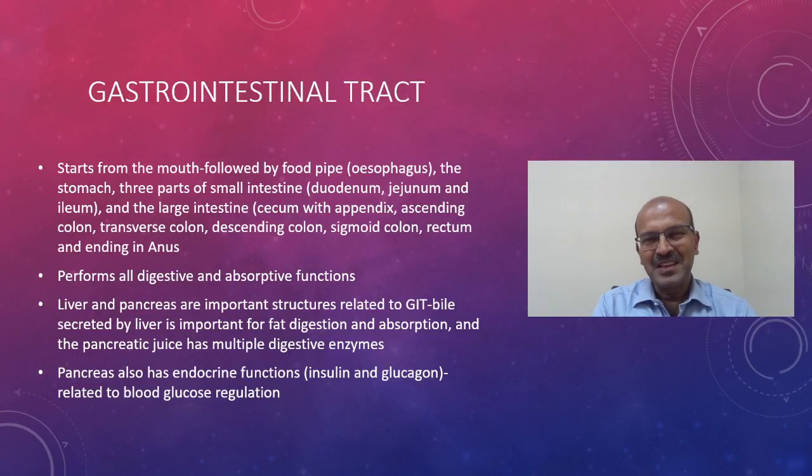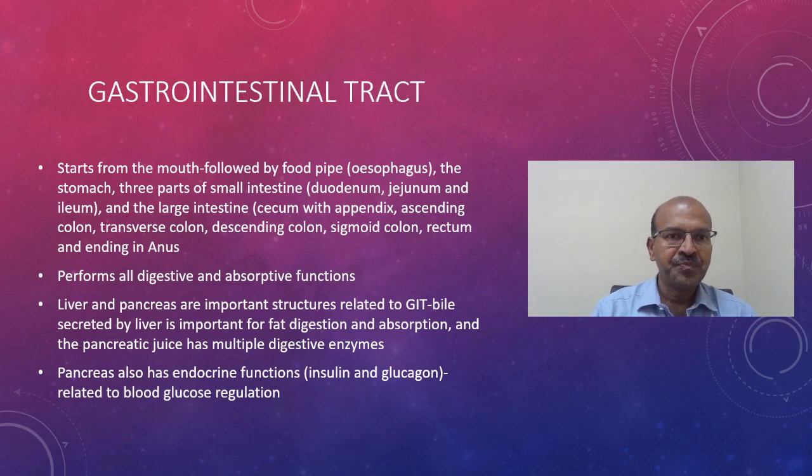Hi. Continuing with the series The Magic of Life, we will be discussing today about the gastrointestinal tract. It's also known as a digestive system. It starts from the mouth, progresses to the food pipe or the esophagus, moves on to the stomach, and we have the three parts of the small intestine, namely the duodenum, jejunum, and ileum, and the large intestine.